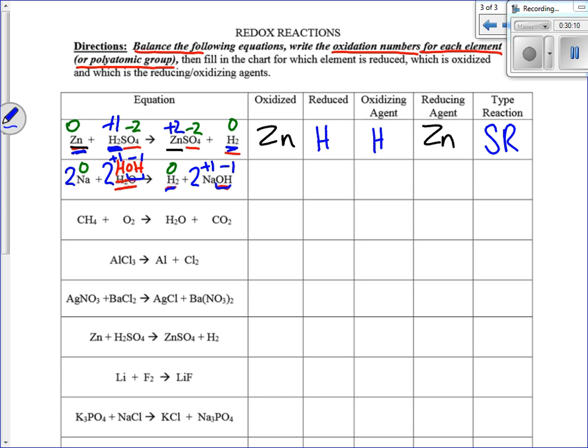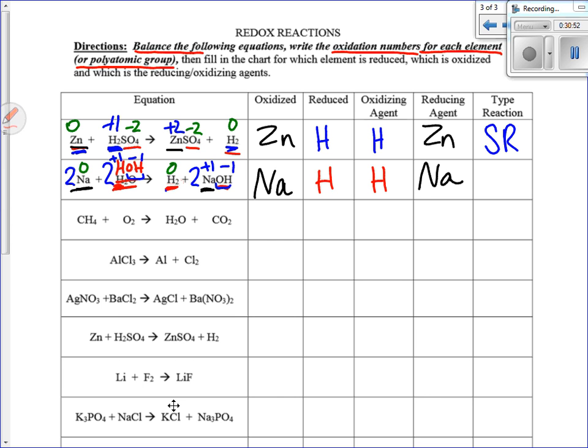Good. Now that I've assigned everything, I can look for my changes. Sodium goes from 0 to +1, so is sodium being oxidized or reduced? 0 to +1. Oxidized, good. So it's the reducing agent. We look here, our hydrogen going from +1 to 0. +1 to 0 means hydrogen is being reduced. Good. And therefore, the hydrogen is going to be the oxidizing agent.